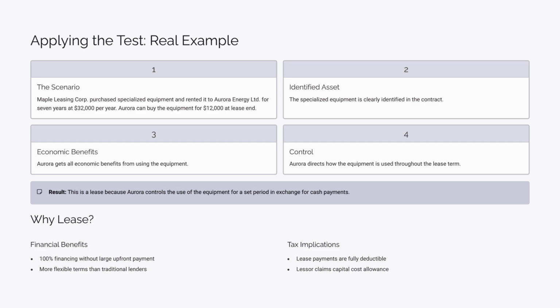Now, why is leasing so popular? For lessees, leasing can mean 100% financing of an asset that might otherwise require a large upfront payment. Leasing companies also tend to offer more flexible terms than traditional lenders. From a tax perspective, lease payments are generally fully deductible. However, the lessee cannot deduct depreciation or the interest portion separately. Instead, the full lease payment is deducted, while the lessor claims the capital cost allowance.